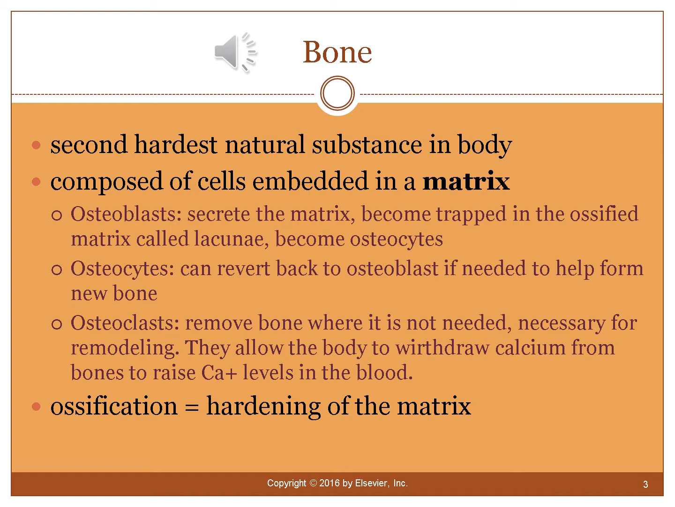Bone is the second hardest natural substance in the body, composed of cells embedded in a matrix. Osteoblasts secrete this matrix and then become trapped inside the matrix in lacunae. They then become osteocytes. Osteocytes can revert back to be an osteoblast if needed to help form new bone in times of fracture. Osteoclasts remove bone where it is not needed, and this can help with the fracture repair called remodeling. And it also allows the blood serum levels of calcium to be increased by withdrawing calcium from the bones.